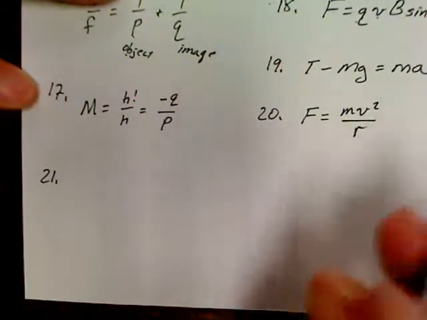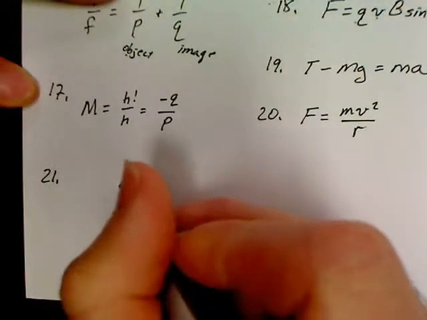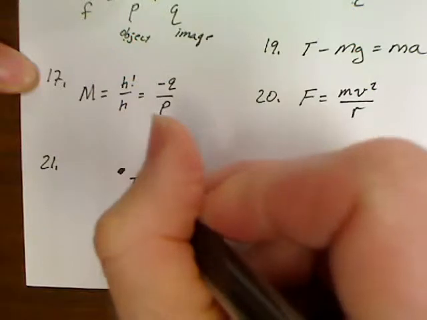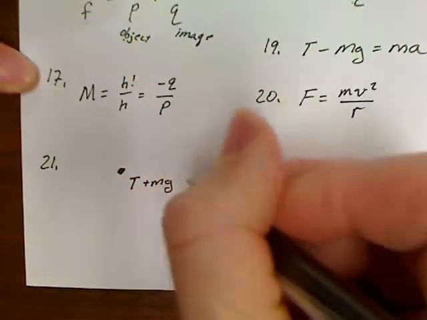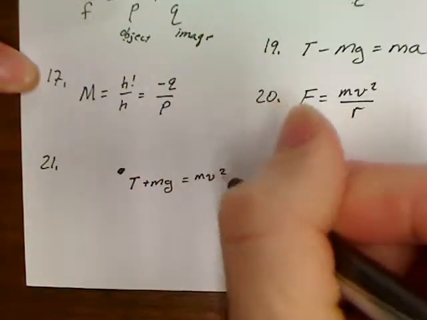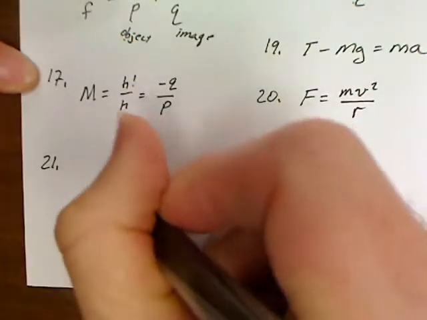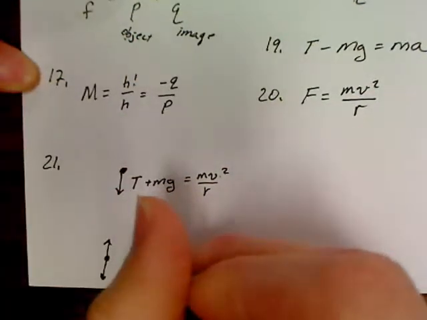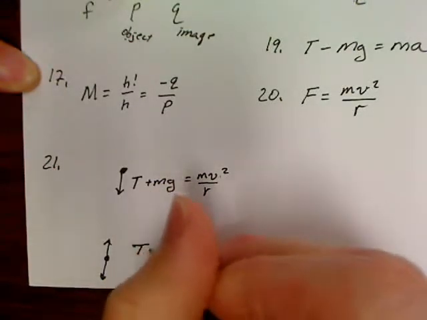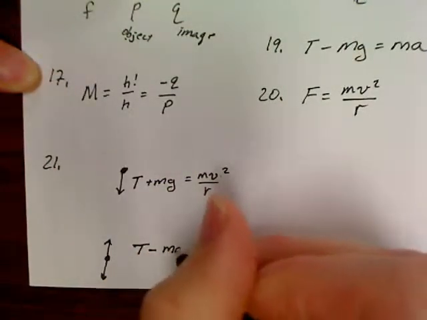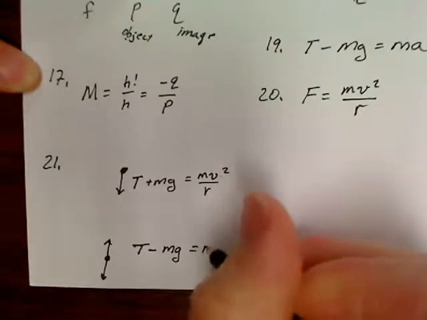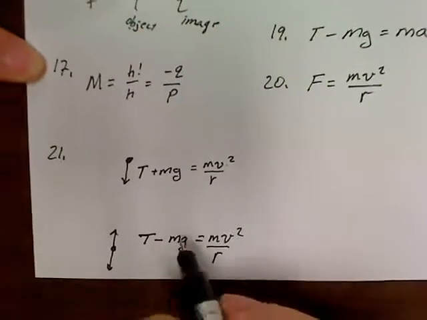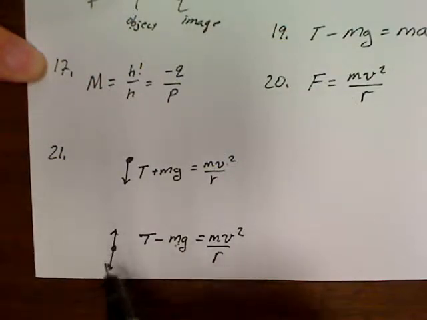21, top and bottom of the circle. At the top of the circle, you've got the tension plus the weight is equal to mv squared over r. At the bottom of the circle, tension minus the mg is equal to mv squared over r. At the bottom the weight is going against it.